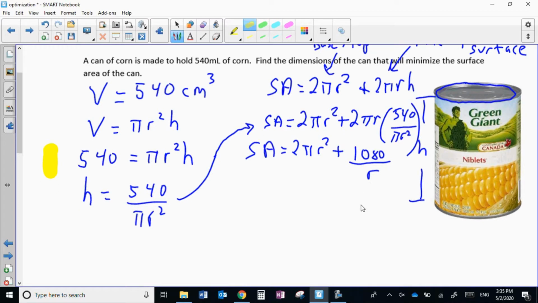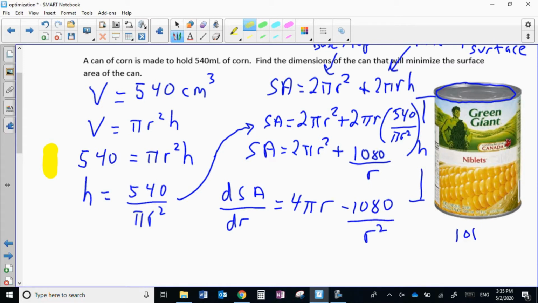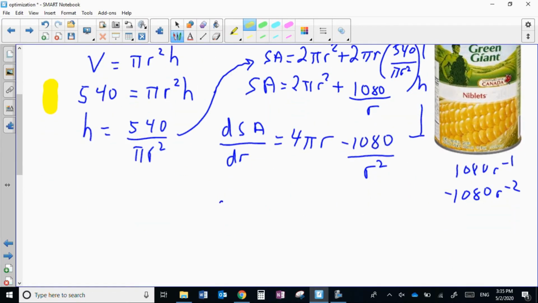And so I can do that, again, by knowing the optimal value, the minimum value in this case, has to occur at a critical point. So I'm going to take the derivative and set it to 0. So dSA by dr is equal to 4 pi r minus 1,080 over r squared. Keep in mind that that's 1080 r to the power of -1. When you take the derivative of that, you get negative 1080 r to the -2, or 1080 over r squared. Set that to 0.